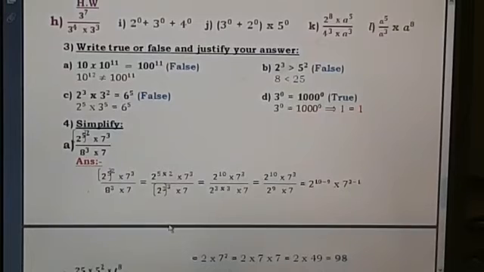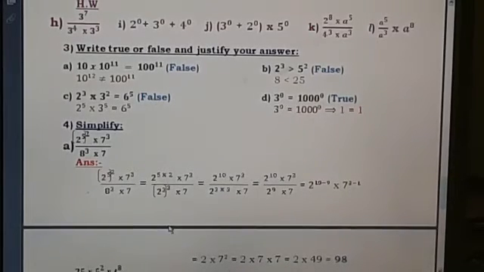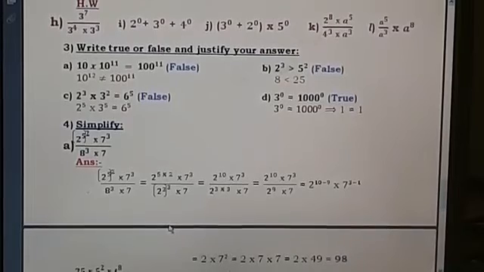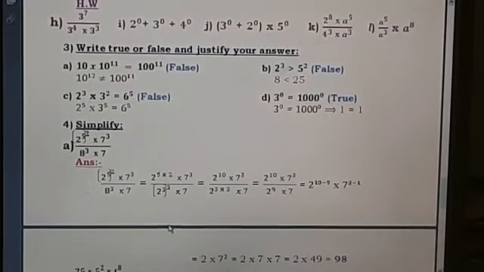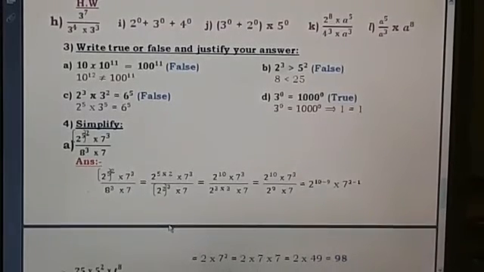Next, true or false. There we have to justify our answer also. First one, 10 into 10 to the power 11 equal to 100 to the power 11. That is false. Why? Here the bases are the same, so powers we can add. So we will get 10 to the power 12. On the opposite side, after the equal sign, 100 to the power 11 is there. So that is not equal, that's why false.